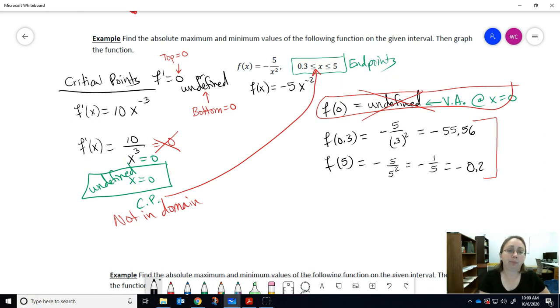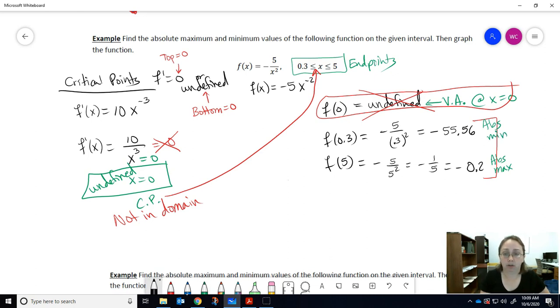So hopefully that helps you. What I forgot to do, make sure you understand, is once I found my critical point, I forgot to make sure it was in my domain. It's not, so I don't have to worry about it. So focus on the endpoints. We need our absolute max and min. So which of these values is the absolute max and which is the absolute min? All right, so our absolute max is going to be the -0.2, and the absolute min is going to be the -55.56.